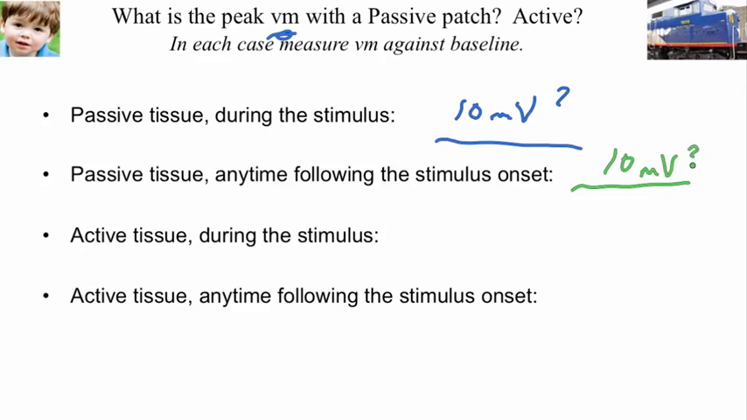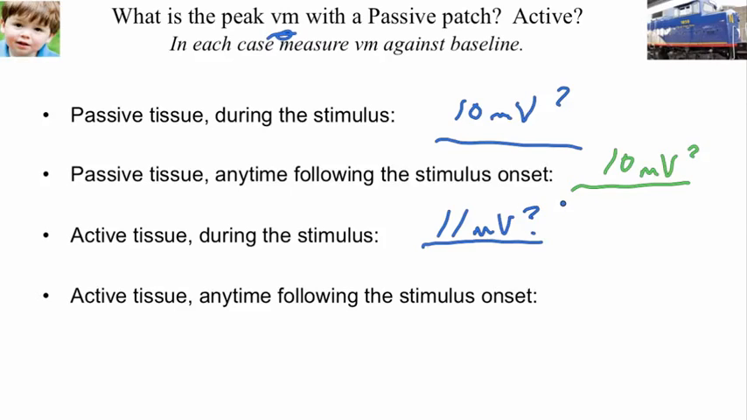Now for active tissue, go back and look and say during the stimulus, that is towards the end of the stimulus, what is the peak voltage there? I thought looking at our curve that it was just a little bit higher. Please go back and check, but it's something like maybe 11 millivolts. Maybe it's 12, 15. Would you look, please, and see if you can get that?